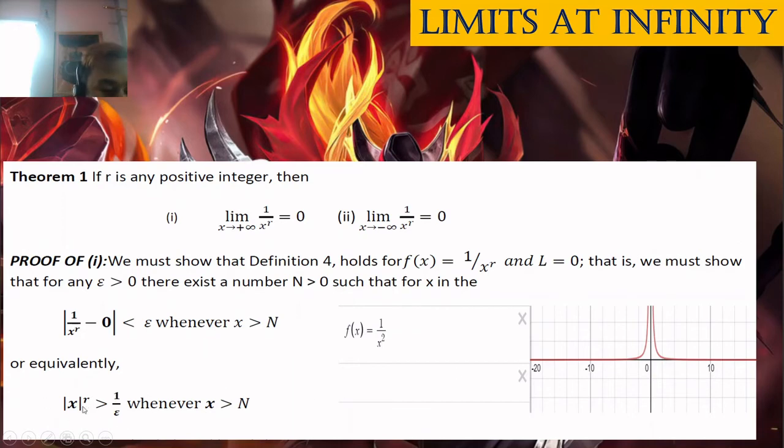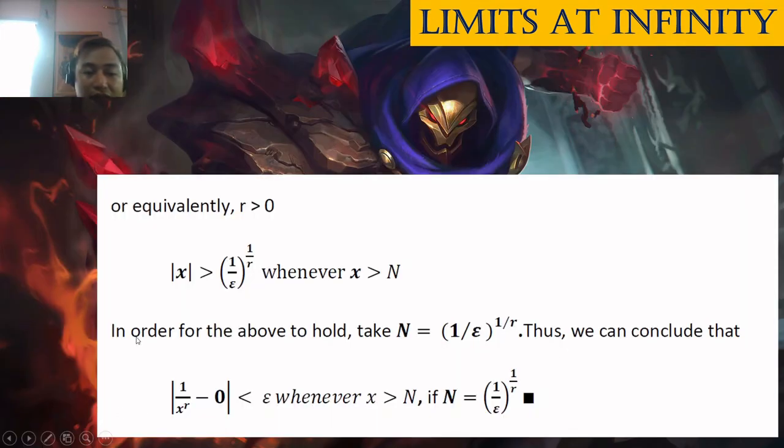This is the absolute value of x to the power of r. What if we do this? Look at the next step. Since it is a power of r, we raise both sides to the power of 1 over r. Since r is greater than or equal to 0, this is positive, so we can raise both sides to the power of 1 over r, and the power cancels. The absolute value of x is left. So the absolute value of x is greater than 1 over epsilon, all to the power of 1 over r.